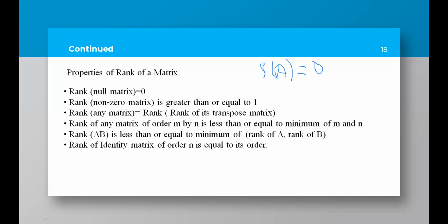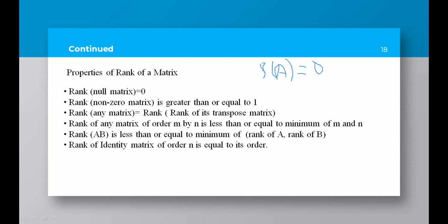Next one, rank of a non-zero matrix is always greater than or equal to 1. In case you consider any non-zero matrix, definitely it will be greater than or equal to 1, because if one of the elements is non-zero, the minimum rank of that will be 1. If you get two non-zero rows in row reduced echelon form, then we can say it is rank 2. In case it is a third order matrix and all rows are linearly independent, then you can say the rank is 3.